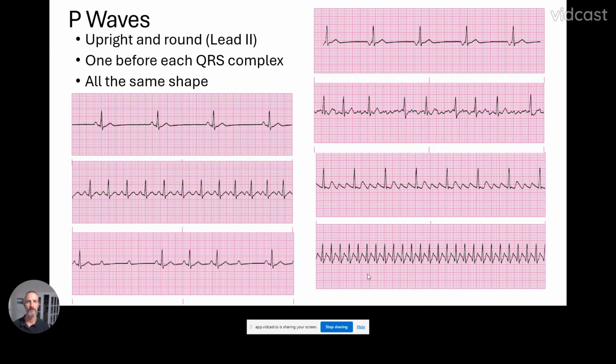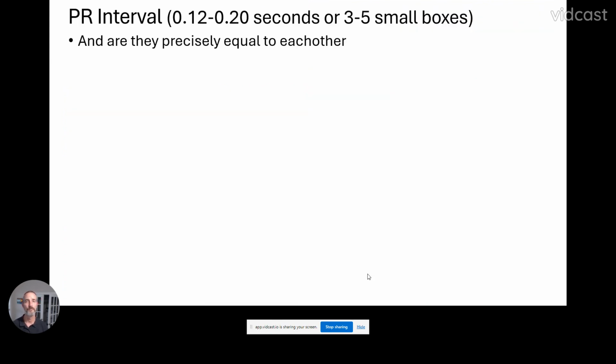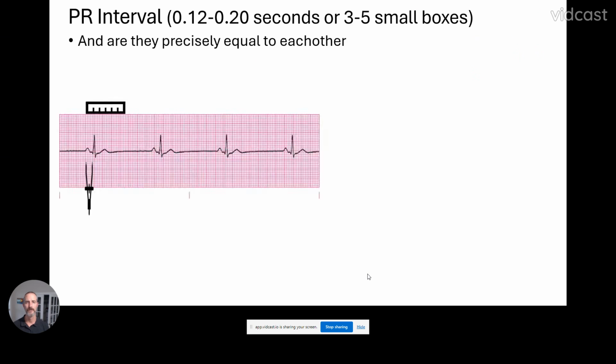So there's a few examples of P waves. Now we get into PR intervals, and those should be between 0.12 and 0.20 seconds long, or 3 to 5 small boxes. And the other thing you're going to measure, are they precisely equal to each other? Okay, so looking at this first one, you have a PR interval measured with the caliper here that is exactly 4 small boxes apart, or 0.16 seconds.